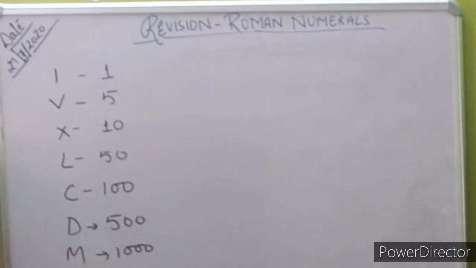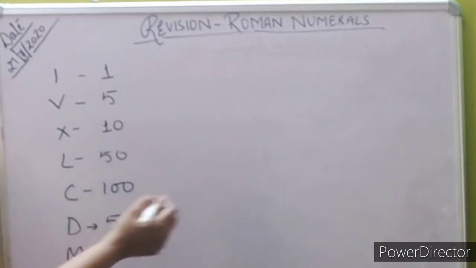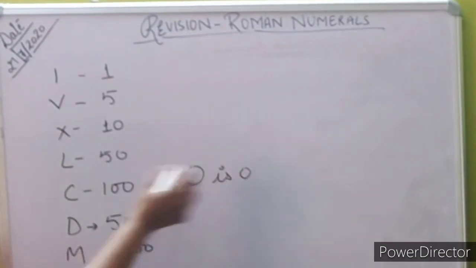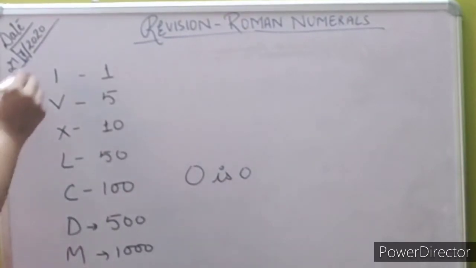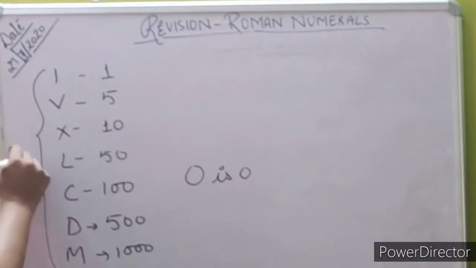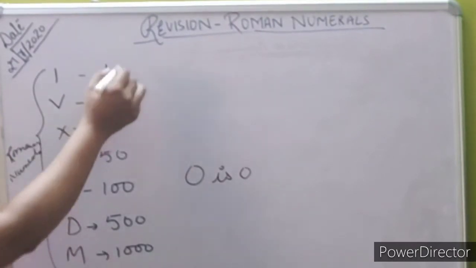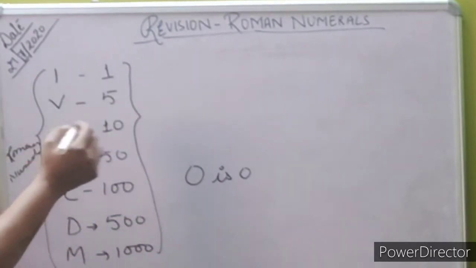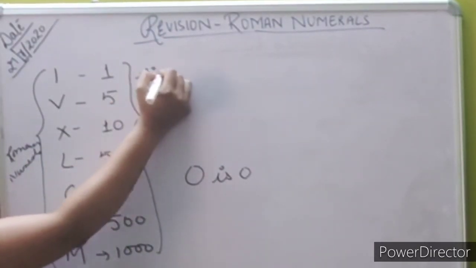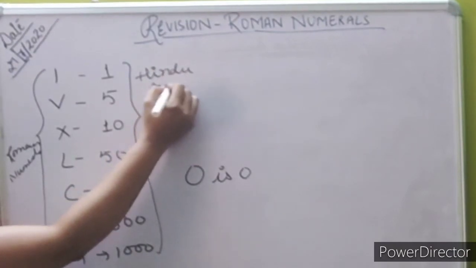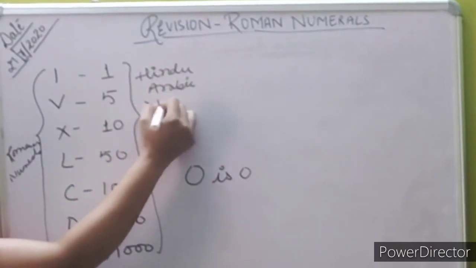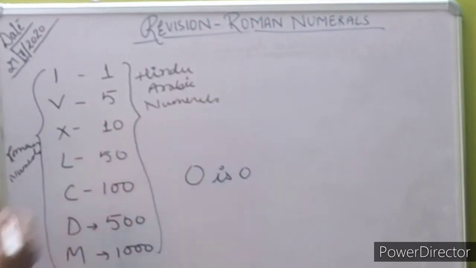Now, in the Roman numeral system, there is no symbol for 0. So 0 is 0. And these are Roman numerals, and these are Hindu Arabic numerals. Now, basic rules to form Roman numerals.